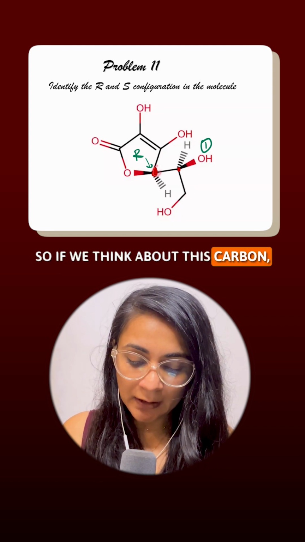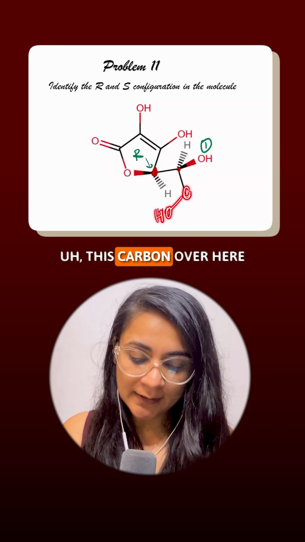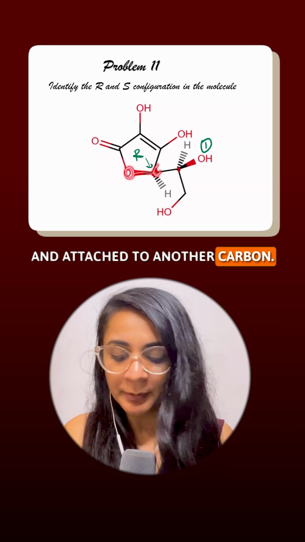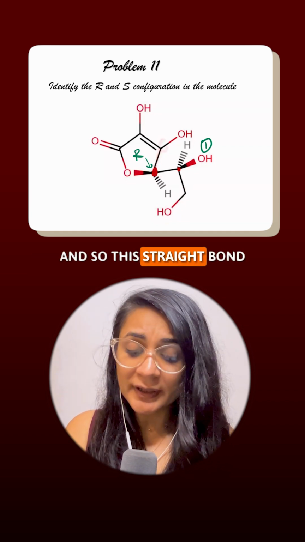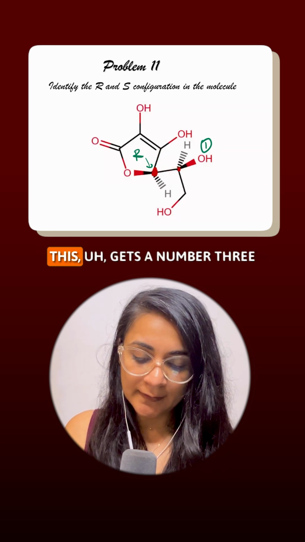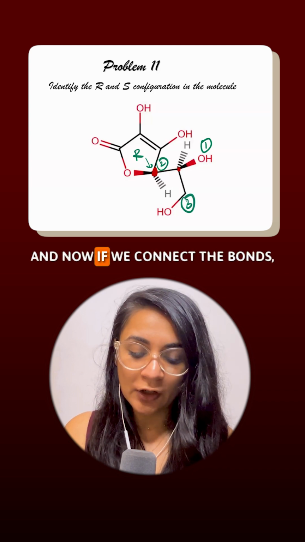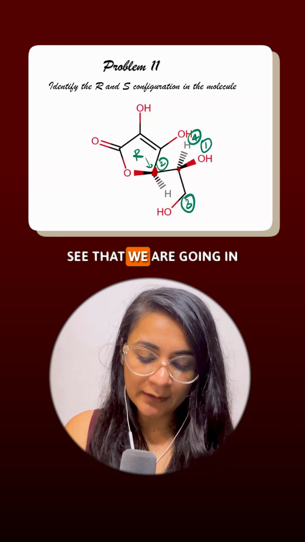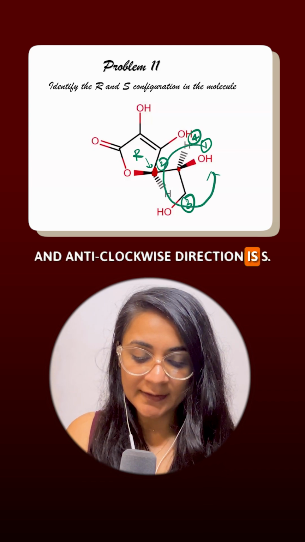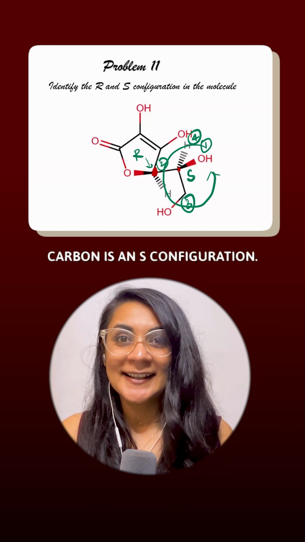So if we think about it, this carbon is attached to an OH, right? However, this carbon over here is also attached to an oxygen and attached to another carbon. And so this straight bond gets a number 2 here, right? And this gets a number 3, and hydrogen gets a number 4. Now if we connect the bonds, we do see that we are going in an anti-clockwise direction, and anti-clockwise direction is S. So then this carbon is an S configuration.